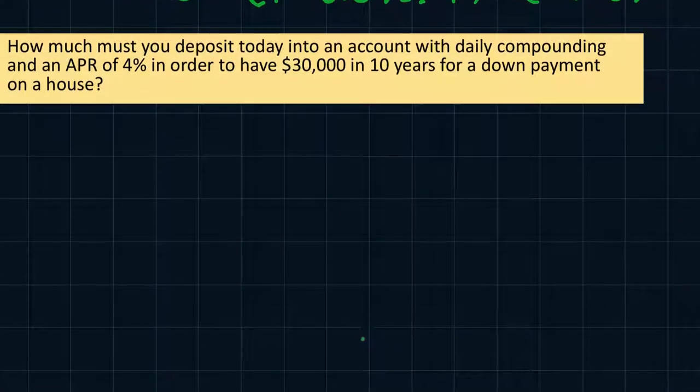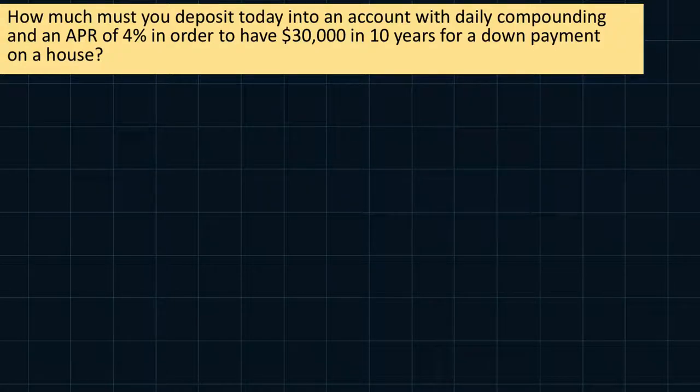Let's look at the next problem. How much must you deposit today in an account with daily compounding and an APR of 4% in order to have $30,000 in 10 years for a down payment on a house. Okay, let's write the important information.